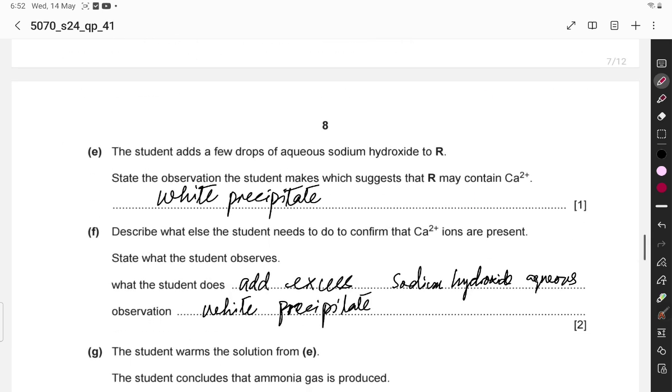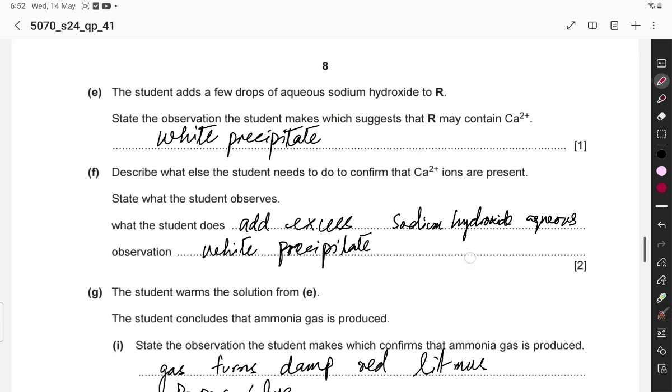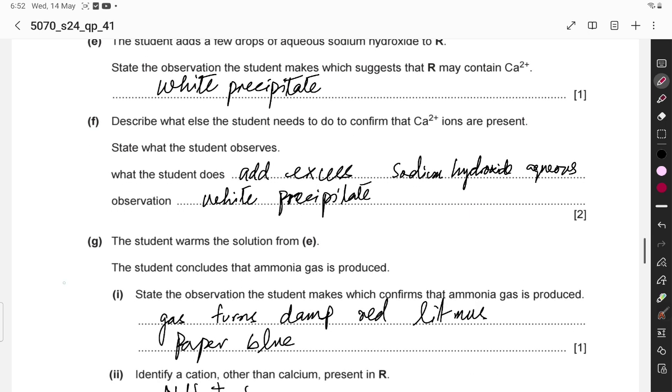The student adds a few drops of aqueous sodium hydroxide to R. State the observation the student makes which suggests that R may contain calcium 2+ ions. A white precipitate is formed. Describe what else the student needs to do to confirm that calcium ions are present. The student adds excess aqueous sodium hydroxide and the white precipitate remains insoluble. It means calcium ions must be present.